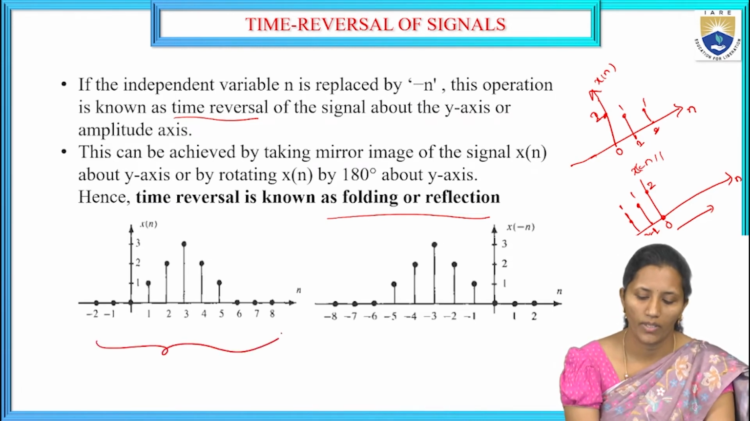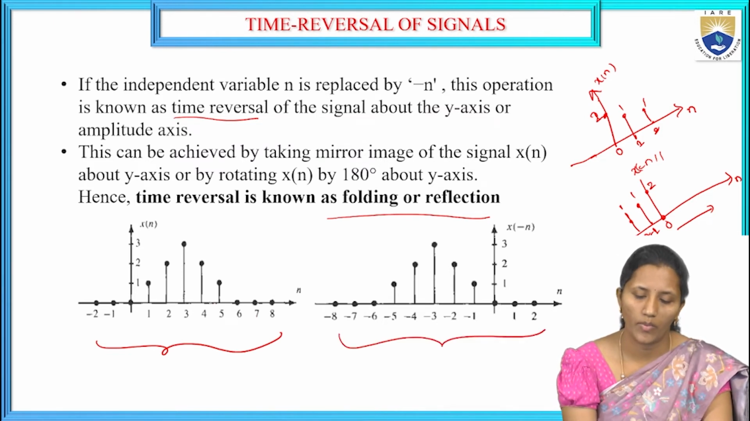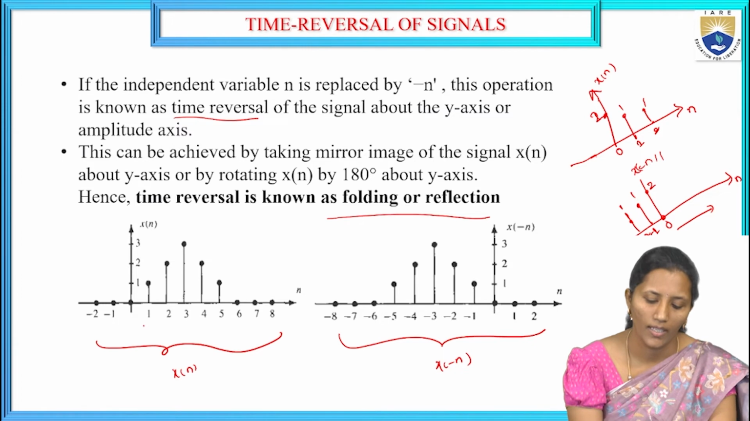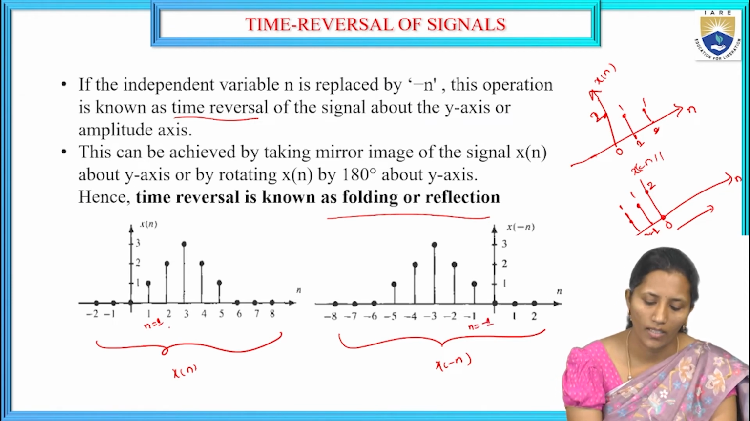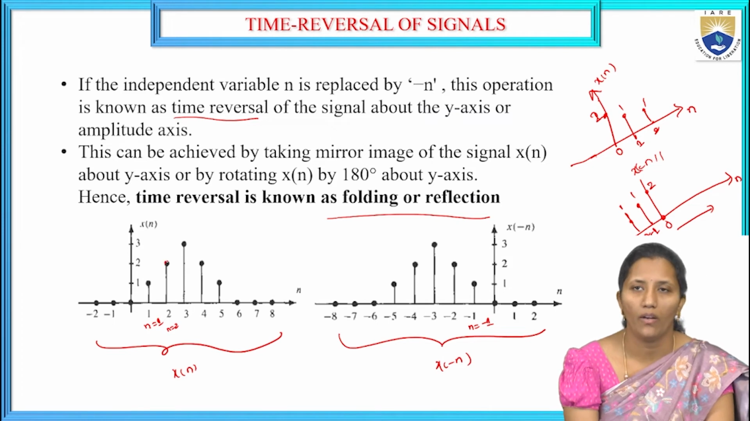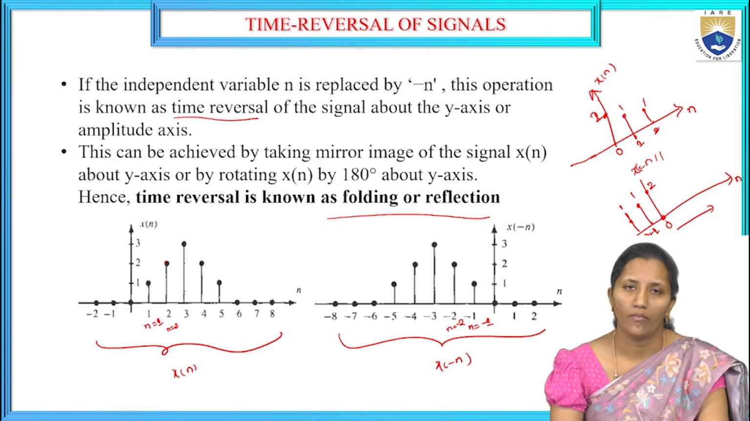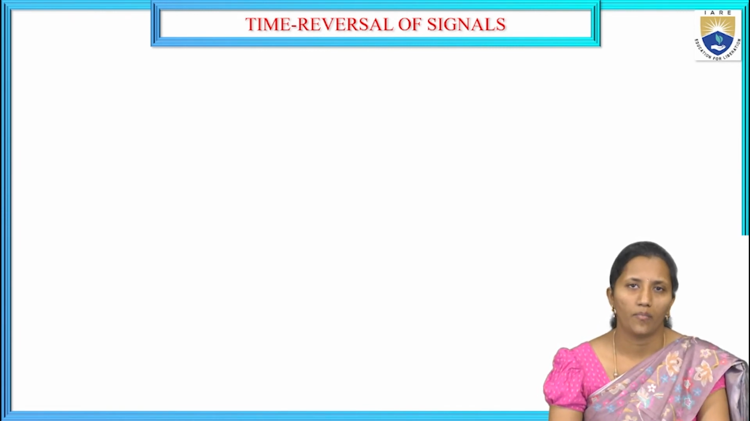So, this is the original signal x of n. After folding the signal, you get the mirror image of the signal here. This is x of minus n, and this is x of n. Whatever the sample value is at a positive n, in the mirror image you get it at the corresponding negative n. For n equal to 2, whatever the sample value you have, you get it in the mirror image at n equal to minus 2. Just the n values are replaced by the negative values of n.